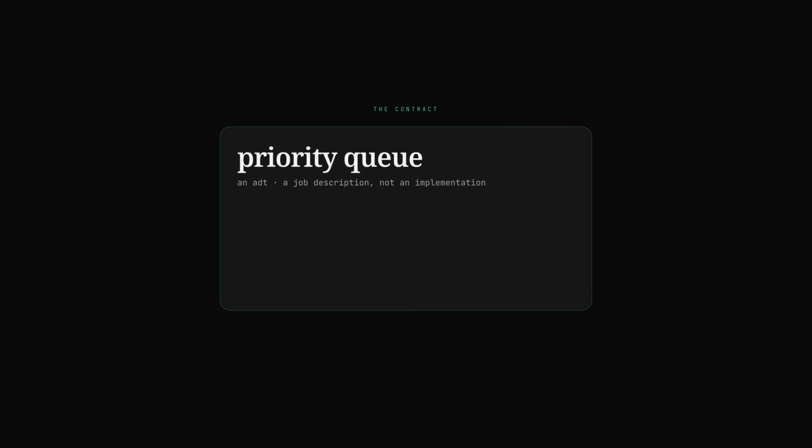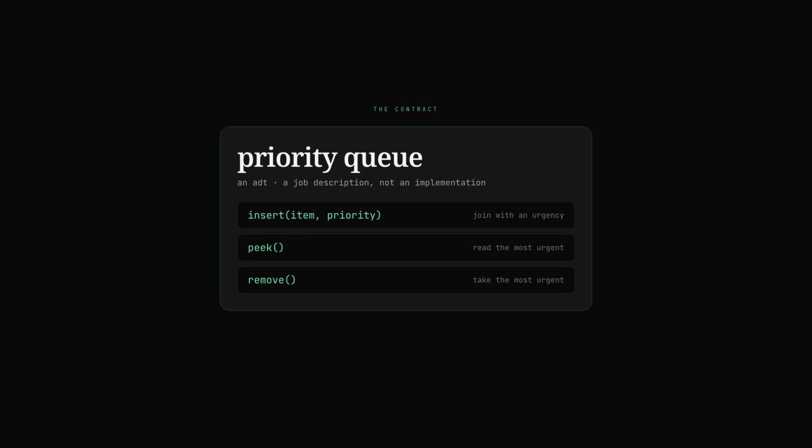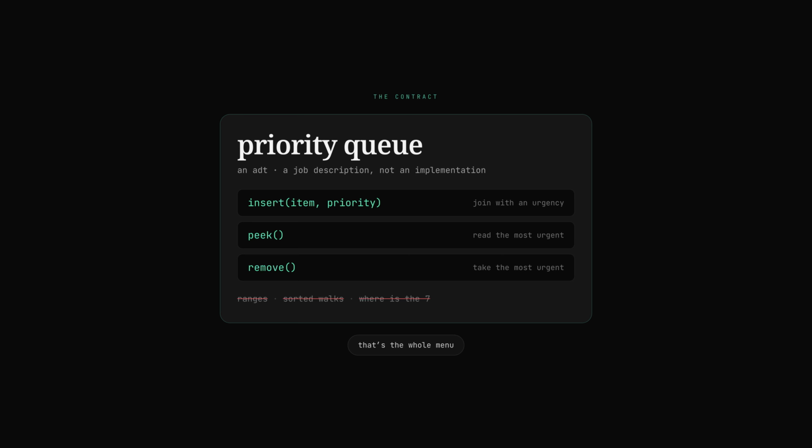The contract is called a priority queue, and in Lesson 6's discipline, it's an ADT, a job description, not an implementation. Insert an item with a priority. Peek at the most urgent. Remove the most urgent. That's the whole menu. No ranges, no sorted walks, no where is the 7.